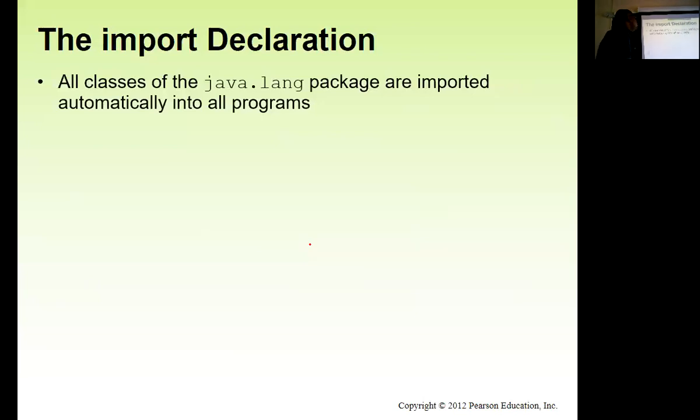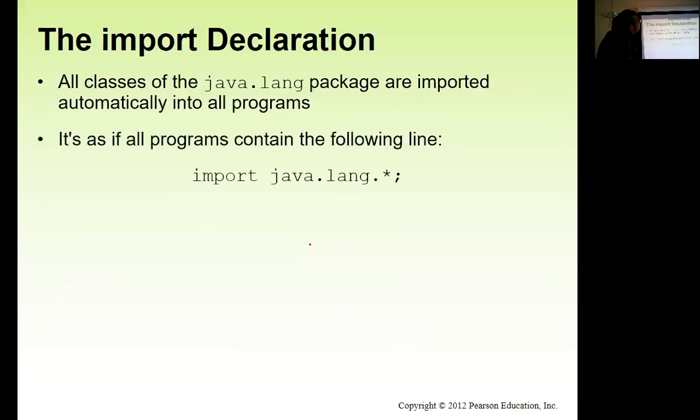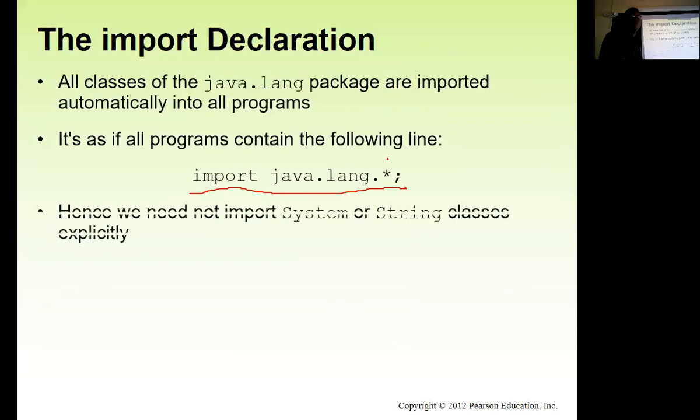Now, it is important to know that all programs automatically import java.lang, so you don't have to do it yourself. You can assume that the statement import java.lang.star is a part of every program that you write. So anything that belongs to the lang package, you can use for free. That is the reason why you don't need to import the System or the String classes explicitly. They're built in, automatically imported into any program that you write.